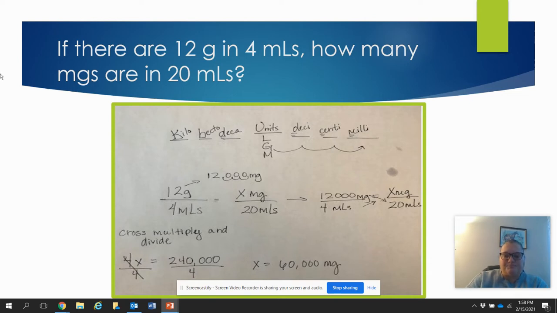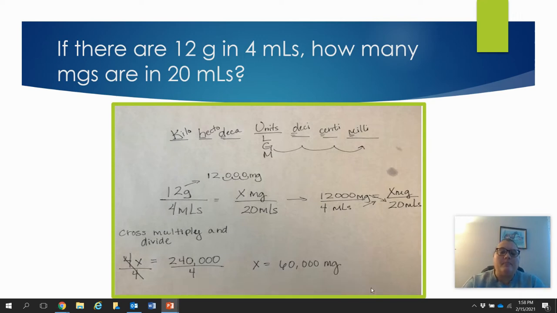To do that, we need to convert grams to milligrams. I use the King Henry Died Drinking Chocolate Milk chart at the top. So we have kilo, hecto, deca, the units, which could be liters, grams, or meters, and then we have deci, centi, milli. Right now with the 12 grams, we are at the units, and we need to go to milligrams. So we move the decimal place 3 spots to the right. We change 12 grams into 12,000 milligrams.